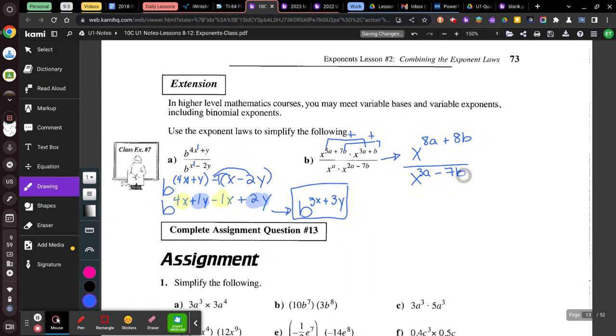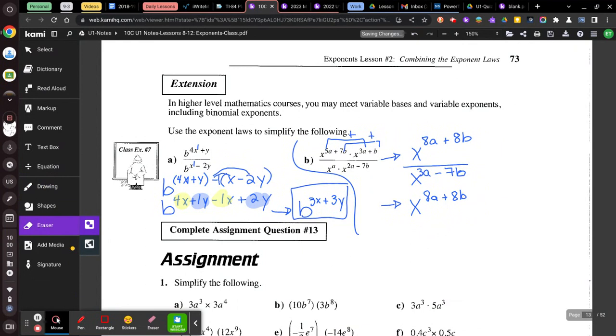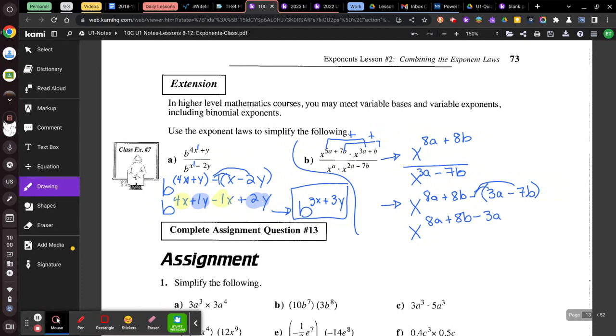Now we need to subtract the exponents. So then this becomes X to the 8A plus 8B, subtracting the next exponent, 3a subtract 7b. So now this guy is going to multiply into the bracket. So I'm going to end up with 8a plus 8b. Now a negative times a positive is a negative 3a's. Negative times a negative is a positive 7b's.